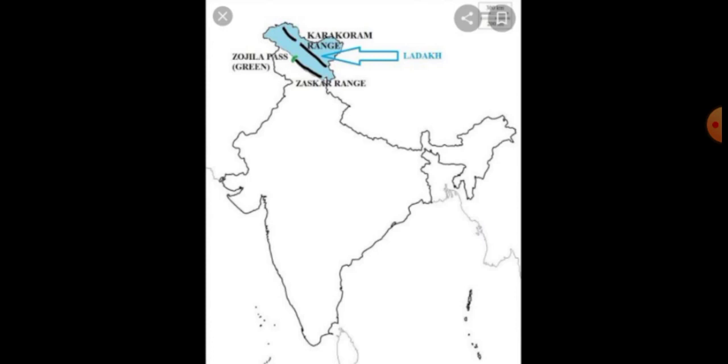Then you have to take the next map. In this map, three mountain ranges you have to do. The first one is Karakoram, the second one is Ladakh, and the third one is the Zaskar range. Karakoram range, Ladakh range, and Zaskar range, those three mountain ranges alone you have to do in the second map.